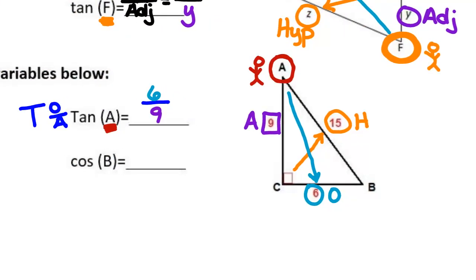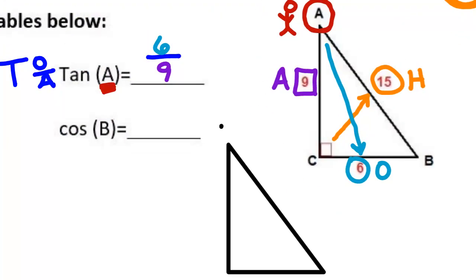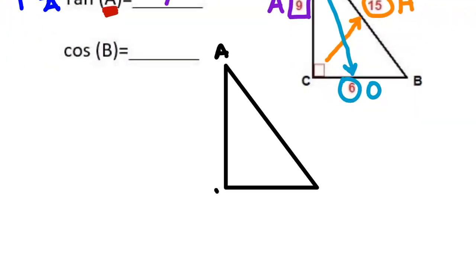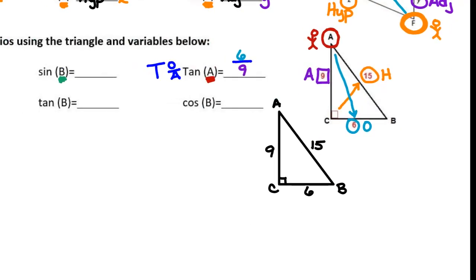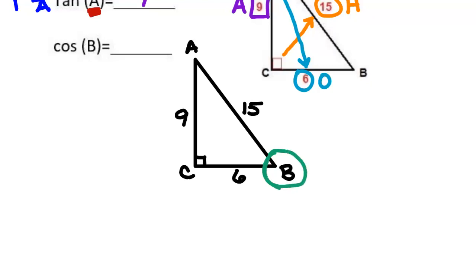We're going to do the same 3 trig functions, but I want to change where I'm standing. Now, instead of standing at angle A, we're going to stand at angle B. So I'm going to redraw the triangle since I'm changing where I'm standing. So angle A is up here. C is the right angle. B is down here. CB is 6. AC is 9. And AB is 15. Now we're going to stand at angle B, so I'm going to circle that angle.